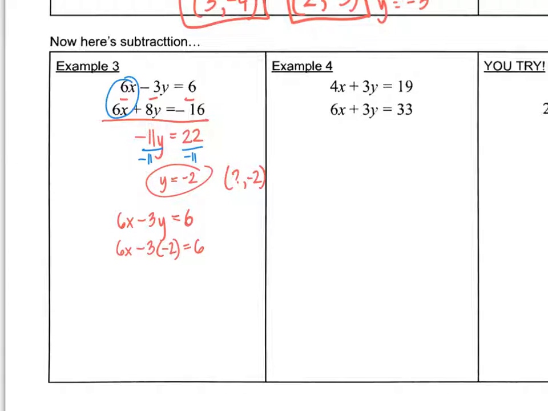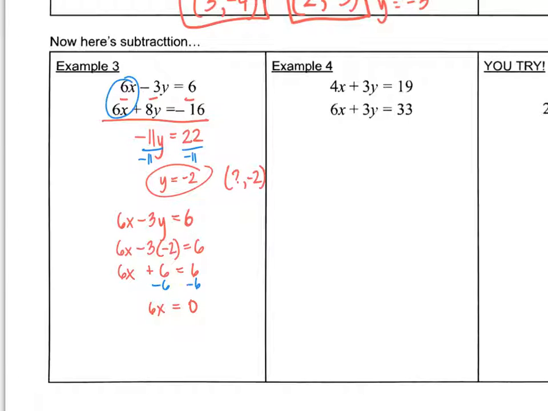Okay, now treat this part right here as -3 times -2, and that becomes a +6, because you've got the two negatives multiplying there. Then I'm going to subtract 6, and I get 6x equals 0.